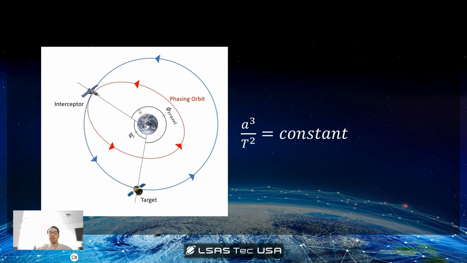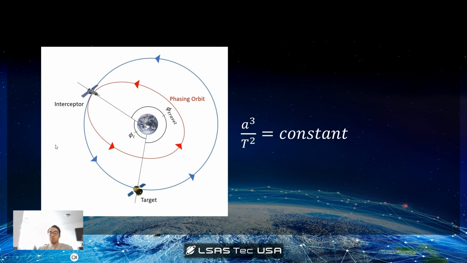This is governed by Kepler's third law, which states that an orbit with a shorter period is an orbit with a smaller semi-major axis, and can be illustrated by the formula on the right of the screen, with A being the semi-major axis and T the period. Both are proportional to each other. So if we want a shorter period on the interceptor orbit, we'll simply have to reduce its semi-major axis.